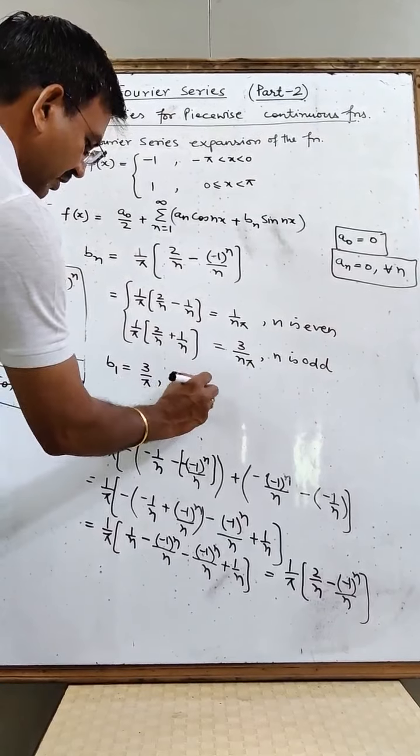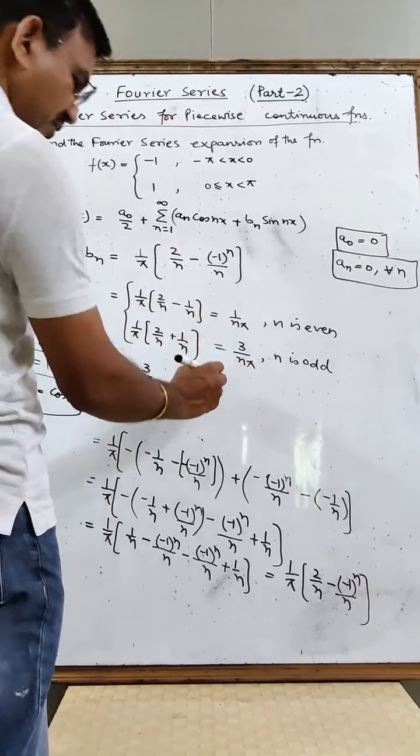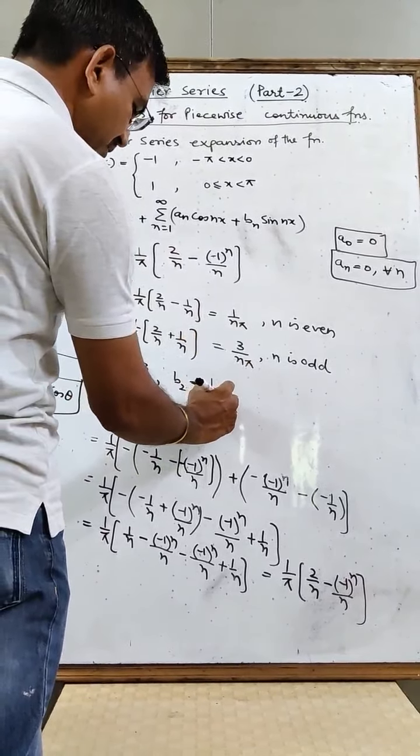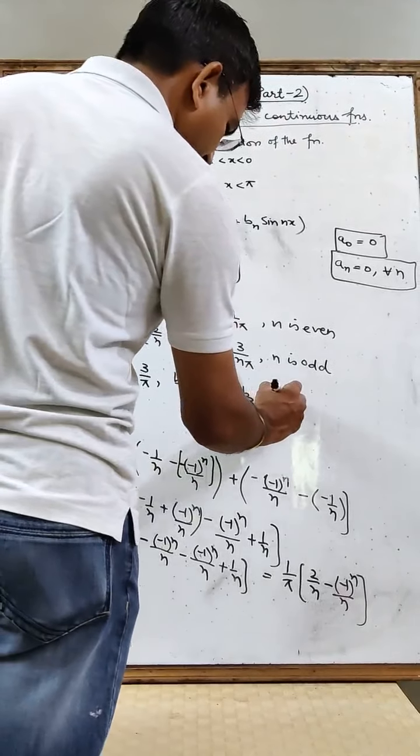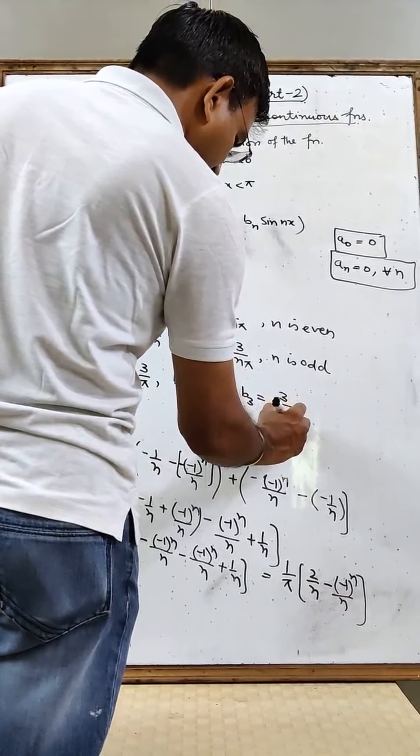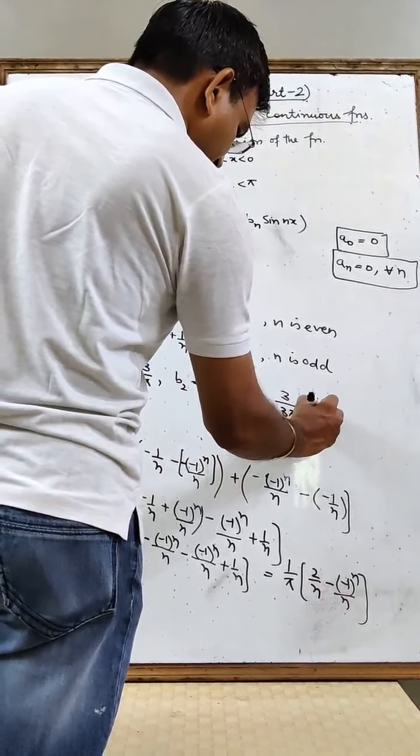B2, here n is even, so it would be equal to 1 over 2 pi. Again B3, n is odd, so it would be 3 over 3 pi. Again B4, here n is even, it will be equal to 1 over 4 pi, and so on. So in this way we will find B1, B2, B3 and B4.